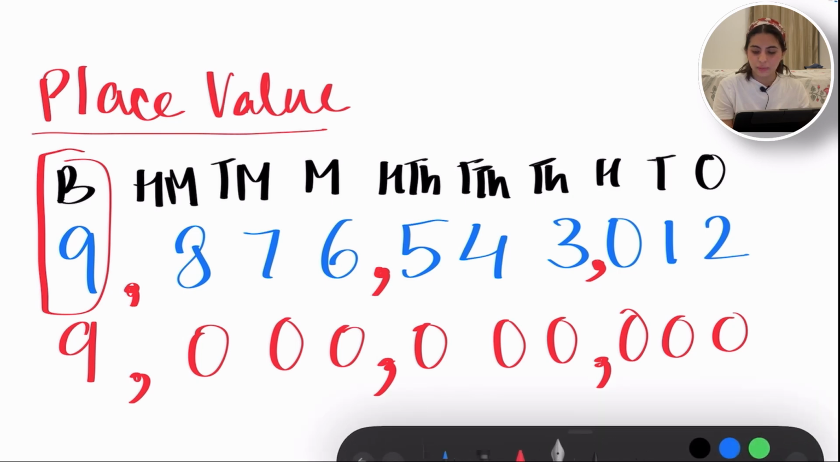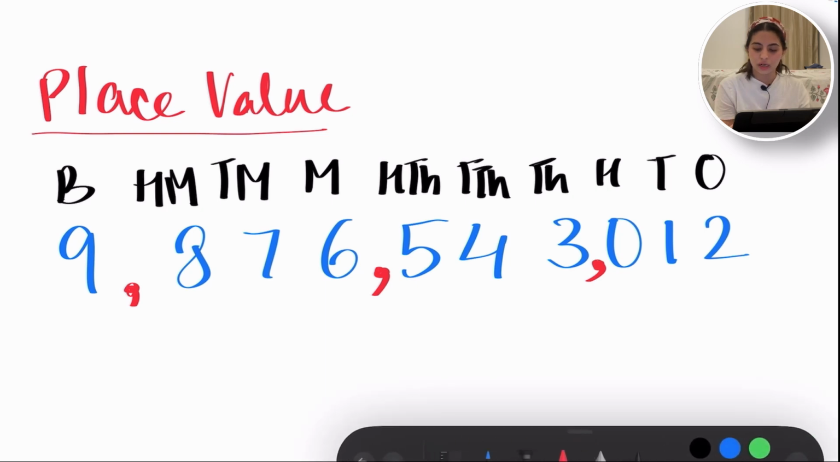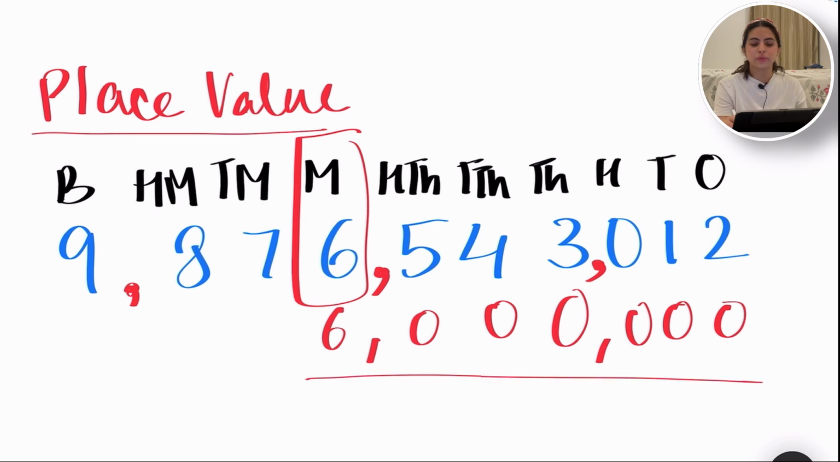Okay, that's the place value of the number 9. Let us find out the place value of another digit. Let's select 6 here. For 6, it is 6 million. It's written on top, M, 6 million. So that is what the place value of 6 is. You can see it in numerical form, 6 and 6 zeros. That is the place value of 6 million.